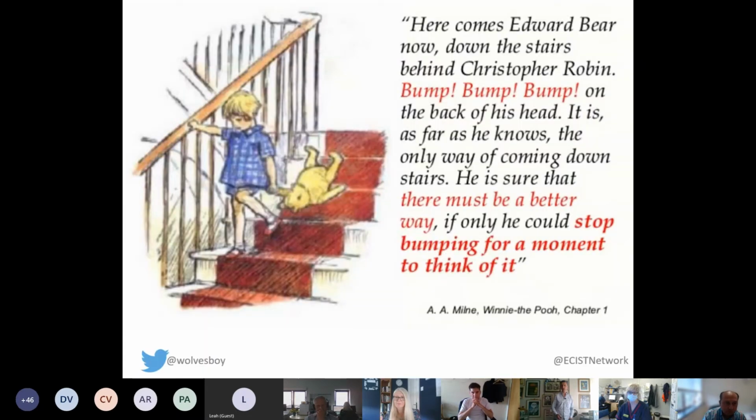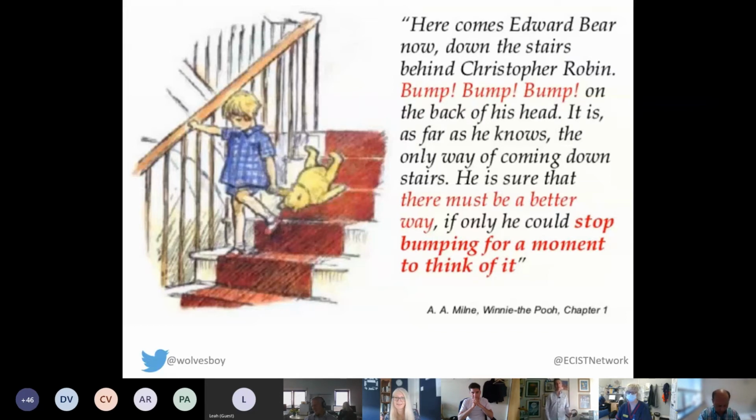I want to tell you a little story, something I share and use quite a lot in my improvement work. And it comes from a little story called Winnie the Pooh. Here's Edward Bear now, down the stairs behind Christopher Robin. Bump, bump, bump in the back of his head. It is, as far as he knows, the only way of coming downstairs. He is sure there must be a better way. If only he could stop bumping for a moment to think about it.